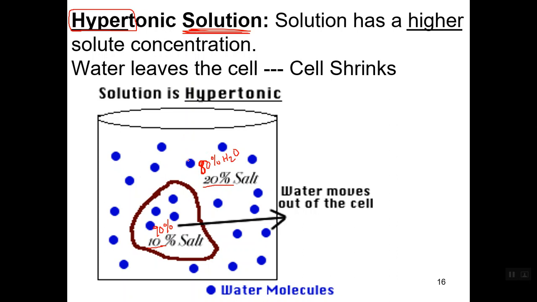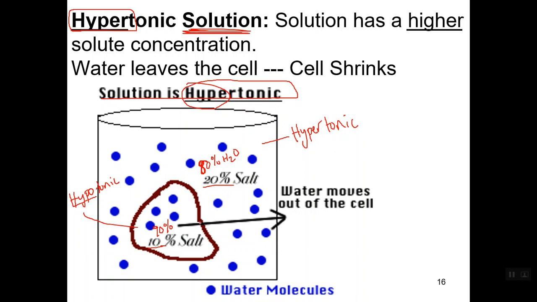Right? So because the outside of the cell, the solution in this beaker, is saltier, it has more solute, we say that the solution is hypertonic. And the cell, you guessed it, or maybe you didn't, is hypotonic.